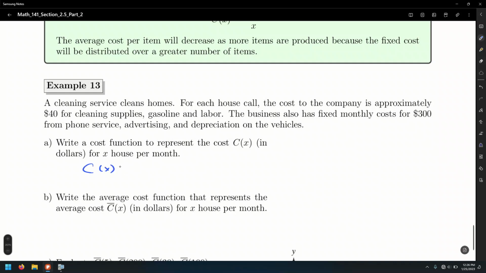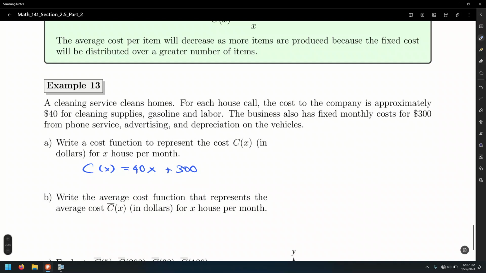That's going to be equal to X plus a number times X plus another number. That plus another number happens to be the independent term, and that independent term is related to the fixed cost to the company, which in this case is 300. And it costs $40 for every single call. That is 40 times X. So that's the linear model.